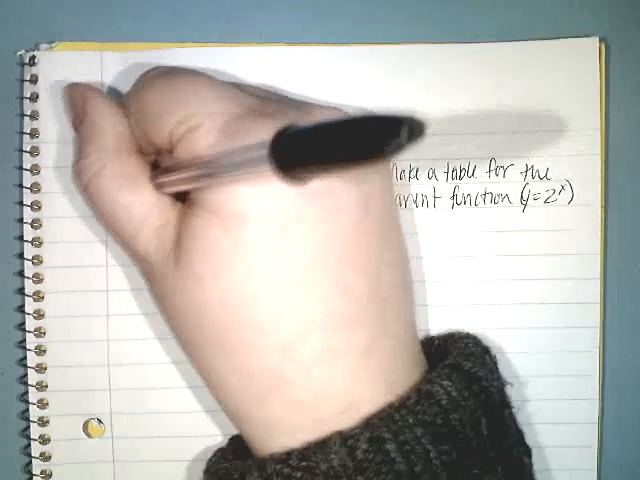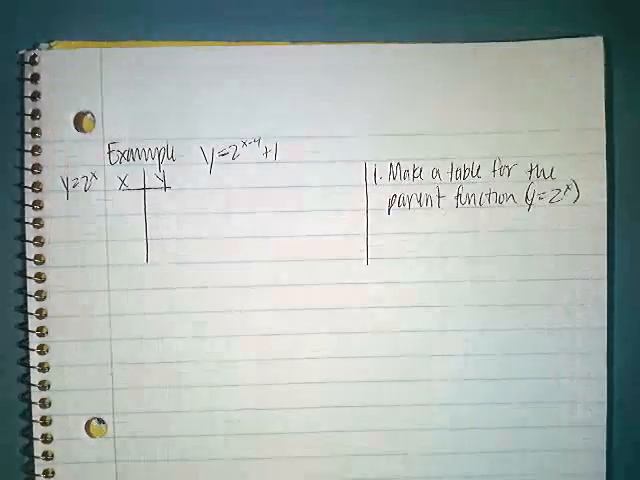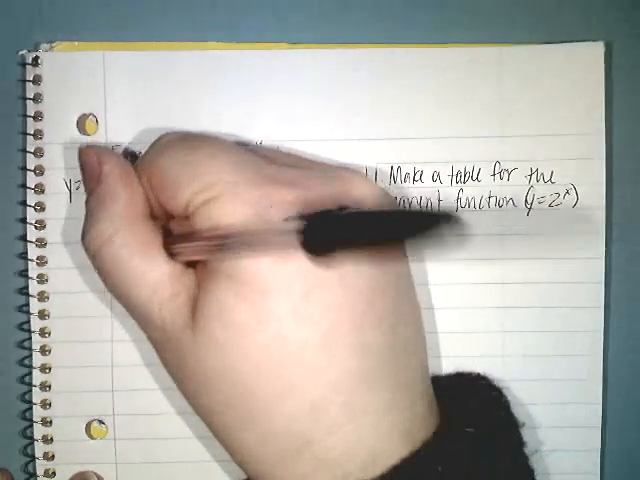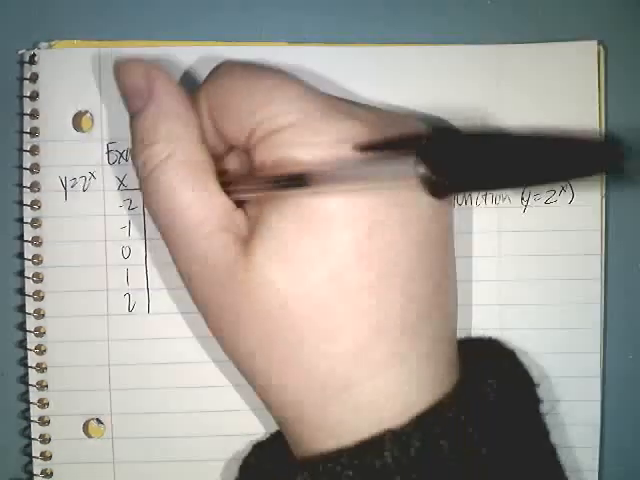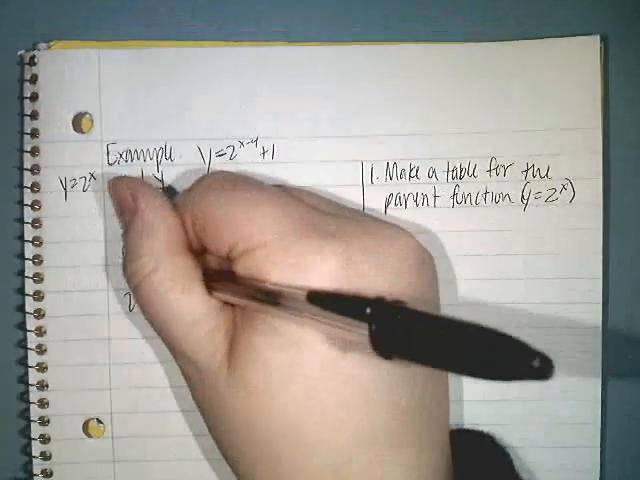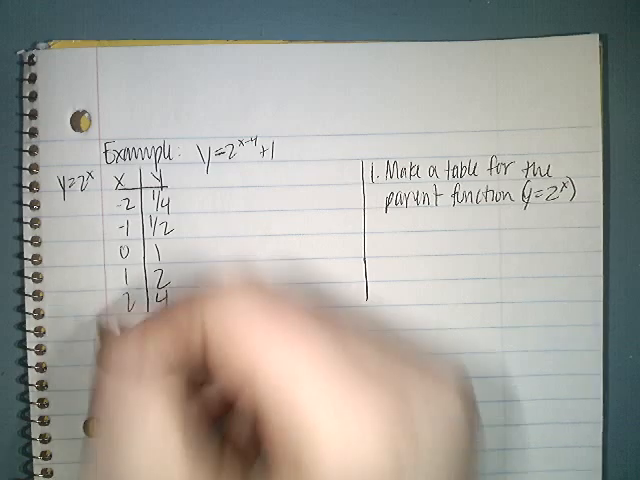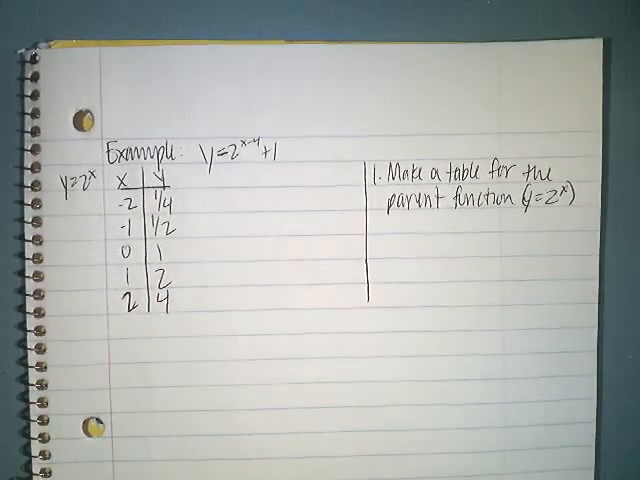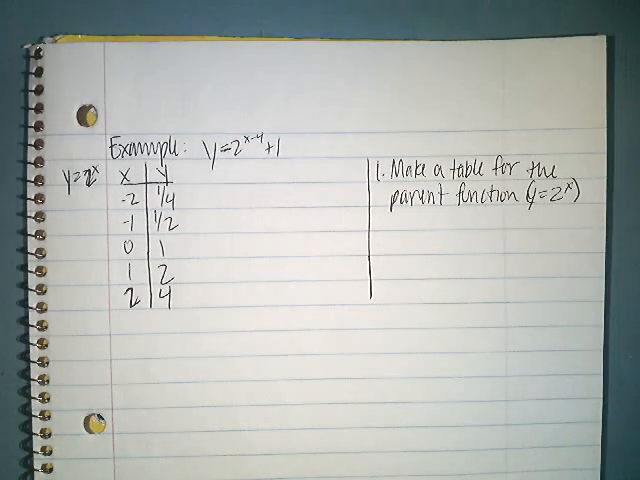So I'll make my table x, y. This is for y equals 2 to the x. So I'm just going to do 0, 1, 2, negative 1, negative 2. So when I make that parent function, 2 to the negative 2 is 1 over 4. 2 to the negative 1 is 1 over 2. 2 to the 0 is 1. 2 to the 1 is 2. 2 to the 2 is 4. So again, all I did was make this table really quickly by plugging in my x values to my original parent function. Now I'm going to apply my transformation.